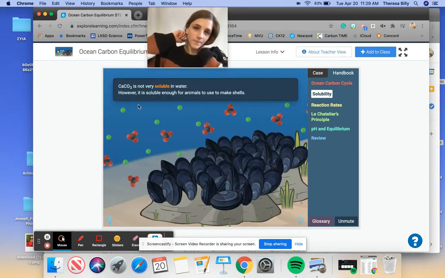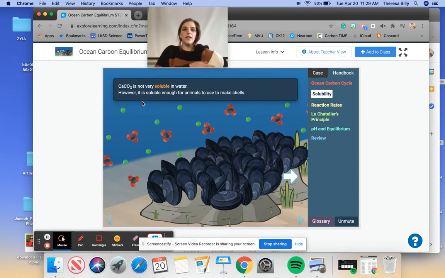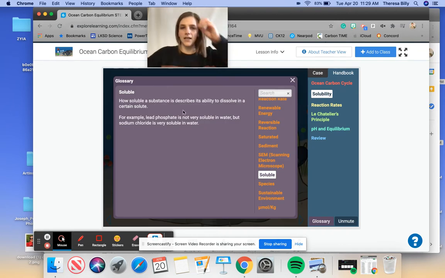If we look at solubility, it says calcium carbonate is not very soluble in water. However, it is soluble enough for animals to use to make shells. Now, what does that word soluble mean? It says how soluble a substance is describes its ability to dissolve in a certain solute.